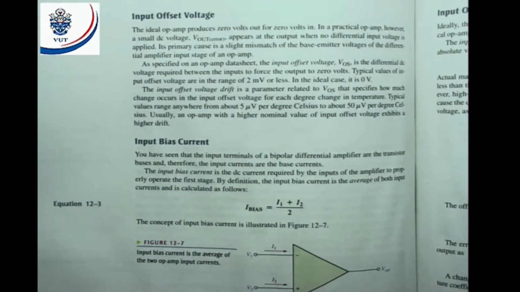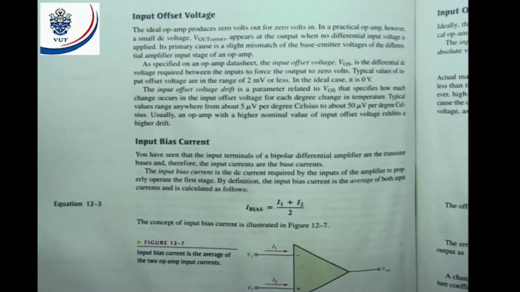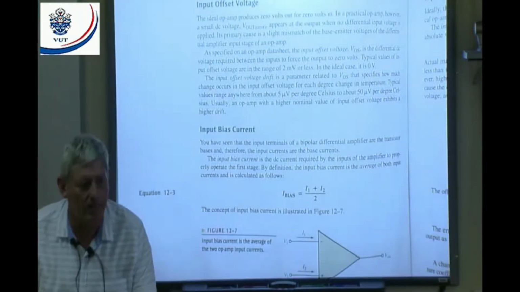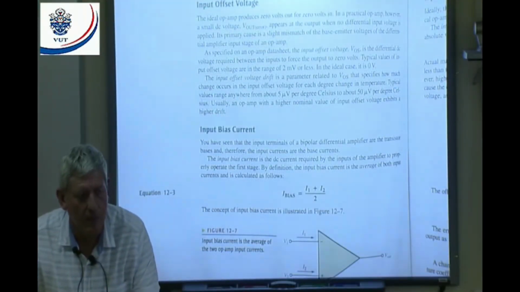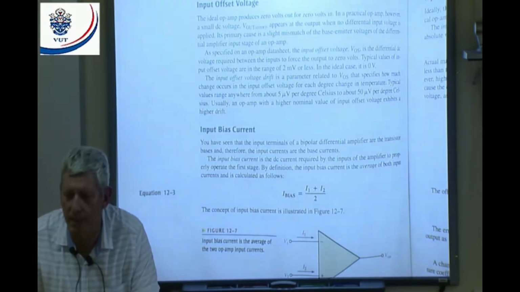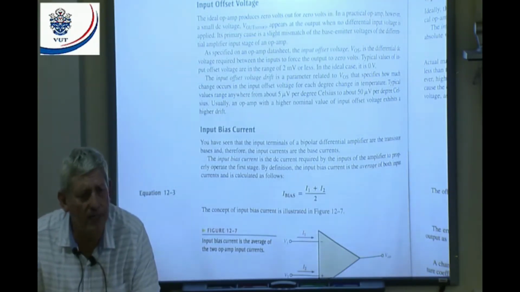All right, next part, input offset voltage. Now, if I apply 0 volts to the input of an op-amp, what should the output be? 0. The output should also be 0, all right? But now we find that is not the case.